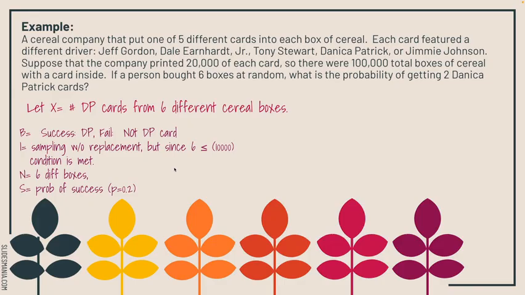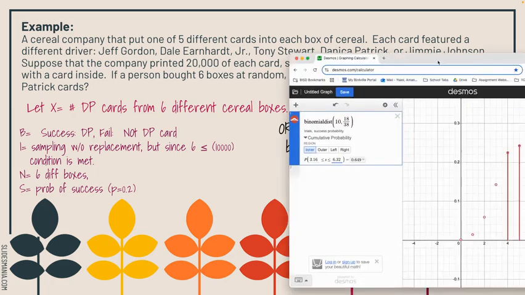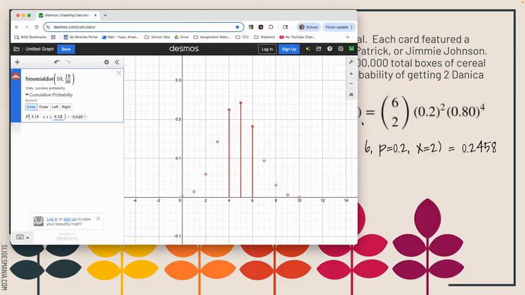Okay, so let's write our probability down. The probability that X equals 2. The formula is 6 choose 2, and then we do our probability of success, 0.2 to the second power, and 0.8 to the fourth power. We can put that straight into the calculator, or we can do our binomial PDF in the calculator, and this is what we get. Or we can put this into Desmos.